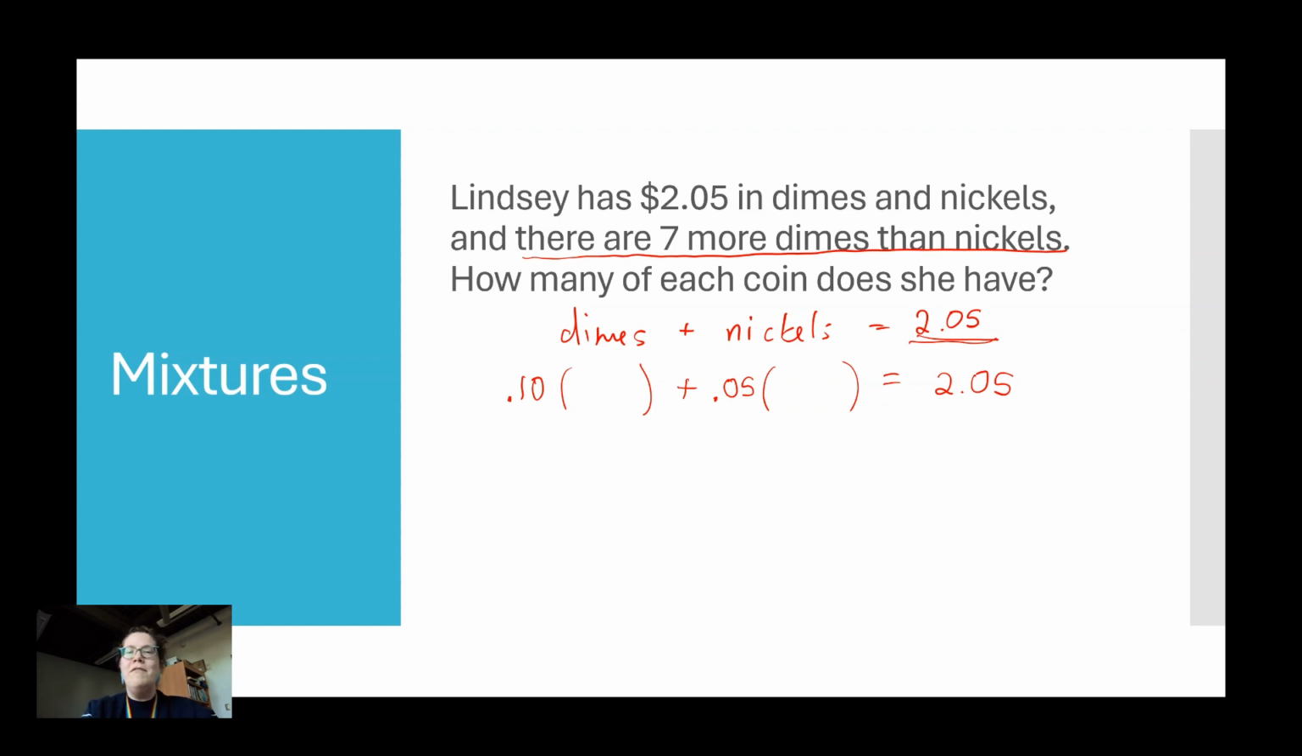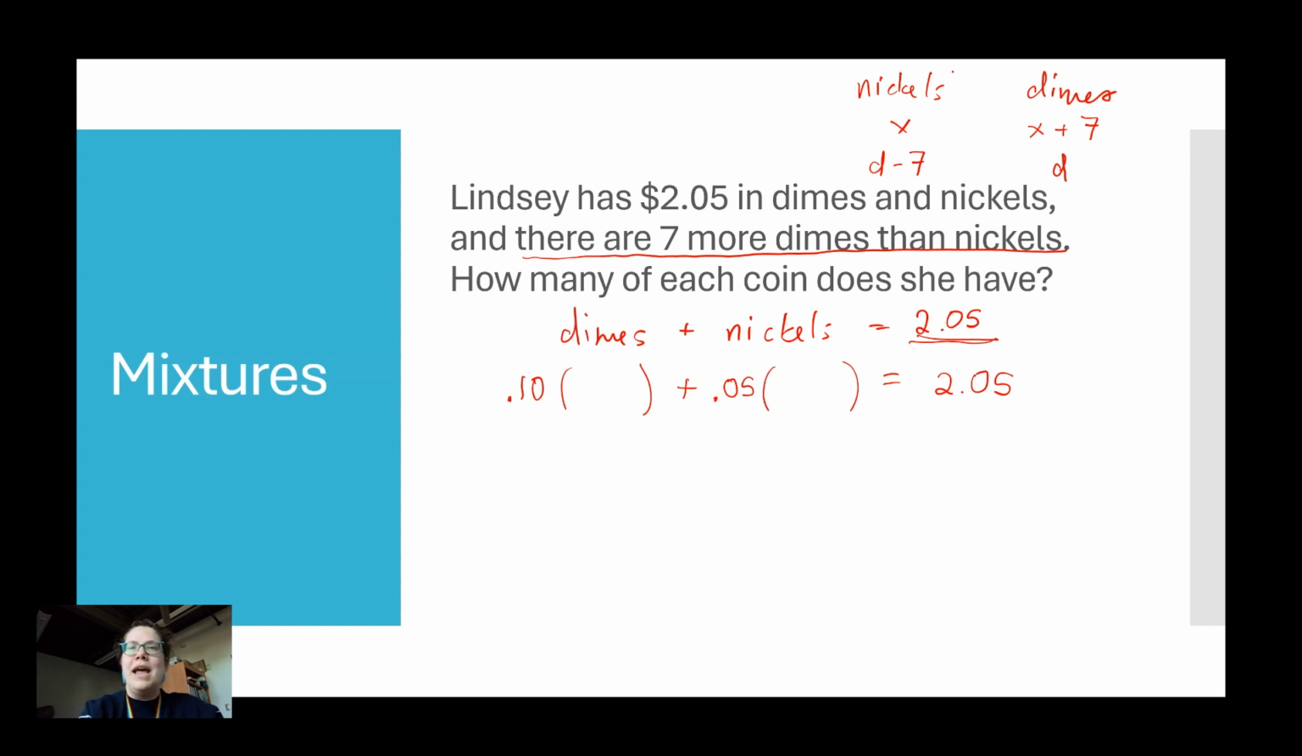But I know I have 7 more dimes than nickels, which means if nickels was X and dimes is something else, then since there's 7 more dimes, I could make this X plus 7. Side note, you could have said that dimes was D and nickels was D minus 7 because there are 7 less. It doesn't matter. Either of these setups will work as long as we keep track of what we said X is. What does it represent?